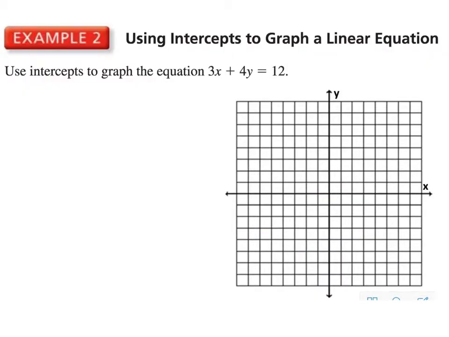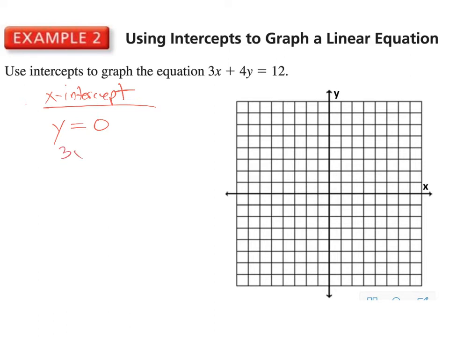For example 2, it says graph using the intercepts. So how does that work exactly? Intercepts are simply where the line crosses the x or the y-axis. So we have the x-intercept to start with. And how do you determine that? Well, it's really simple. We set the opposite variable equal to 0, plug it in, and then solve for x.